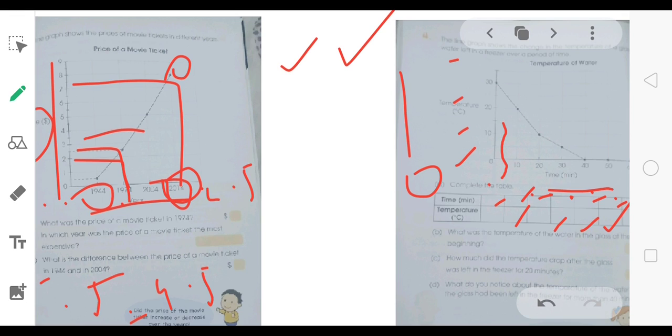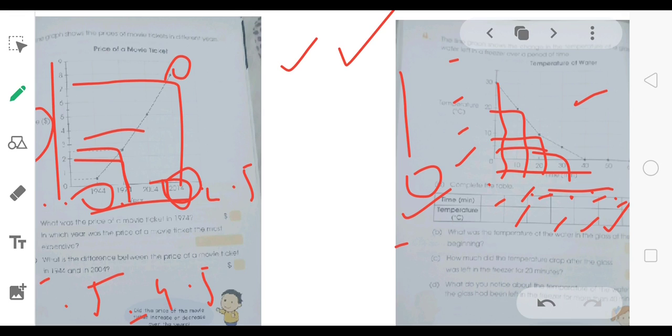In 0 minutes, it is 30 degrees. In 10 minutes, it is 20 degrees. In 20 minutes, it is 10 degrees. In 30 minutes, it is 5 degrees. Look over here. In 40 minutes, it is 0 degrees. Is it clear? When you complete this table, first of all, read the graph and then complete the table. Now, the first question.